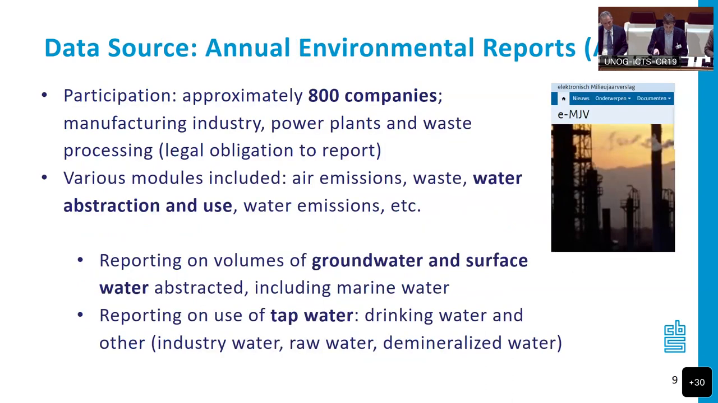Namely, first, our so-called annual environmental reports. Well, in the Netherlands, all big companies from manufacturing, power plants, but also waste processing have, by legal obligation, to compile these environmental reports. And these environmental reports combine a lot of useful environmental information that we can use. It's data on air emissions, waste, but also on water abstraction and water use and water emissions. So this is a very useful source for us. And from this, we can report on volumes of groundwater and surface water abstracted, but also their use of tap water, drinking water, and other so-called industry water. So these are only 800 companies, but because we know this is a big company, we can make data for the whole of the population, so for the whole of the manufacturing.